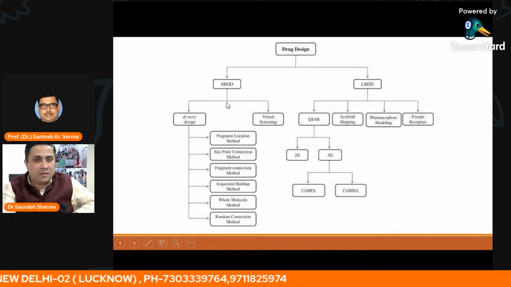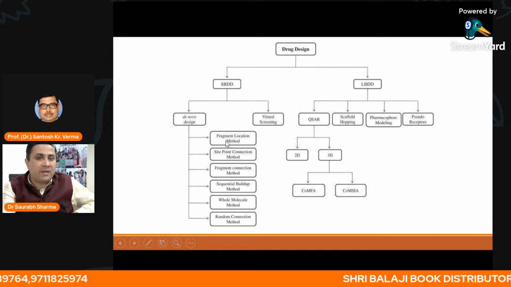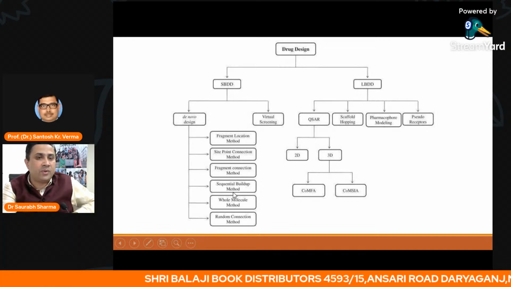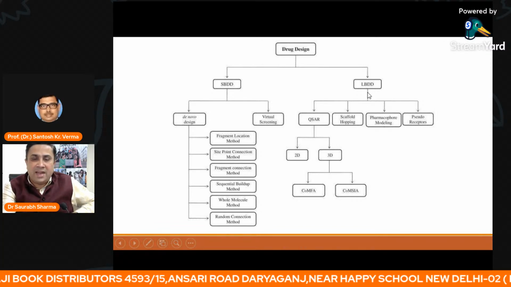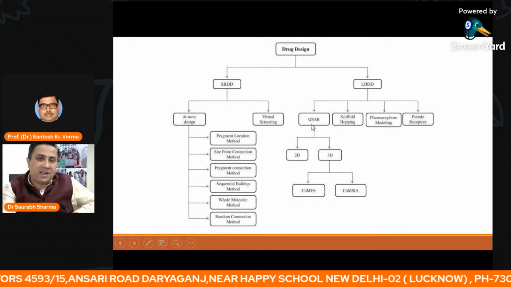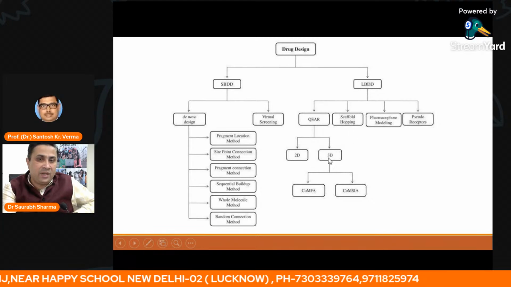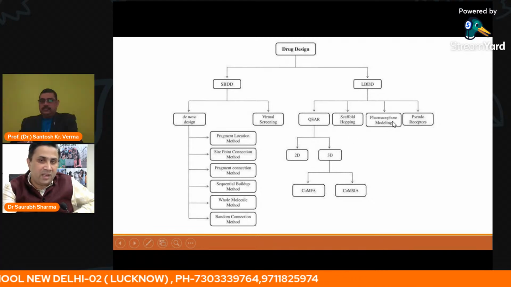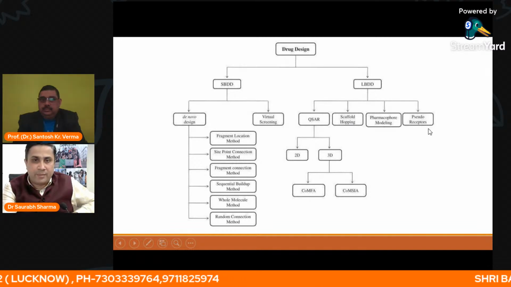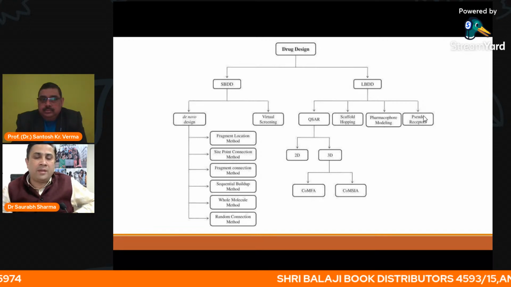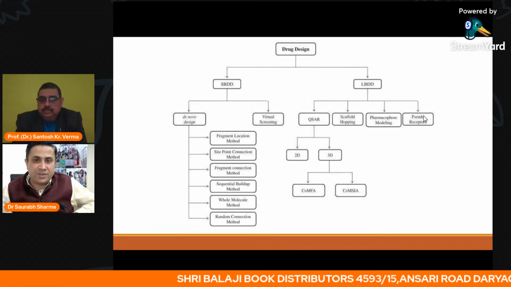Now, here are two types of virtual screening and de novo drug design: the fragment location method, site point connection method, fragment connection method, sequential build-up method, whole molecule method, and random connection method. And in ligand-based drug design, we had QSAR, quantitative structure-activity relationship, which is 3D or 2D, then scaffold hopping, then pharmacophore modeling, then pseudoreceptor modeling. So this is a brief picture of the rational drug design process.